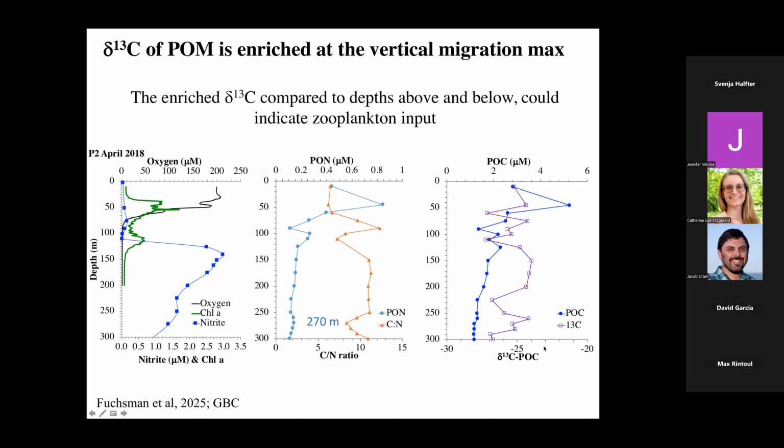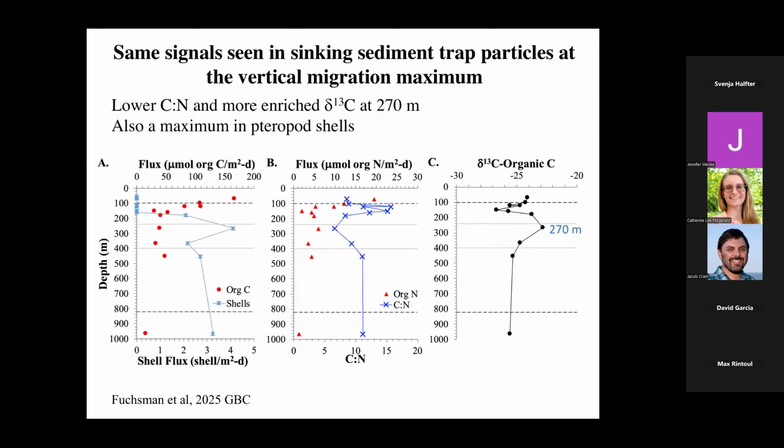So the enriched C13 is also possibly indicating zooplankton input. So this is suspended organic matter. And then if we look in the sinking organic matter, we see exactly the same signals. If anything, they're stronger. So if we look here at A, we have just sinking particulate organic matter fluxes.